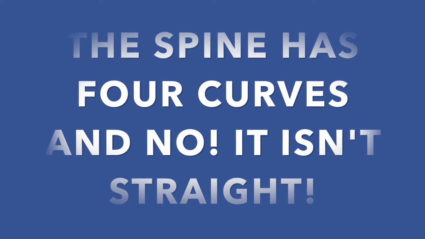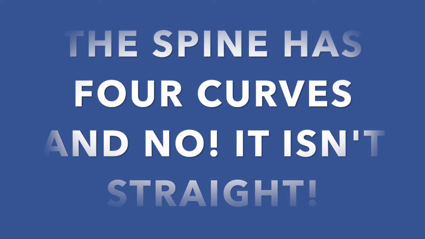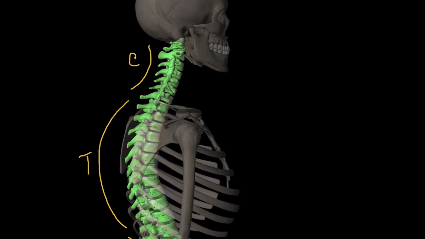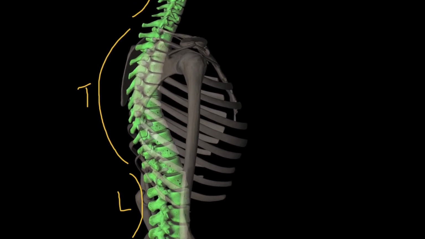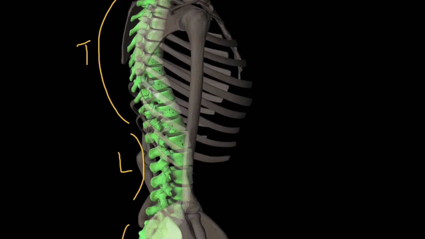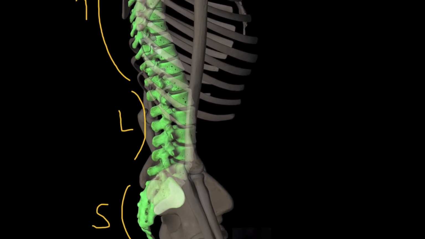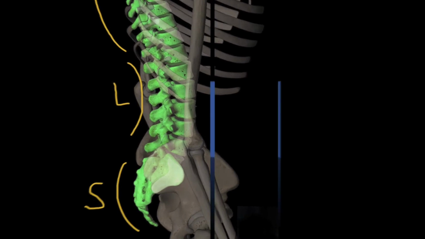In fact, the spine has 4 curves. We have at the very top of the spine the cervical curve, followed by the thoracic curve, followed by the lumbar, and at the very bottom end of the spine is the sacrum.